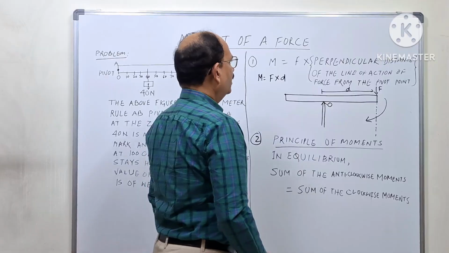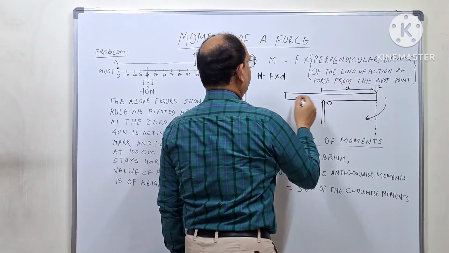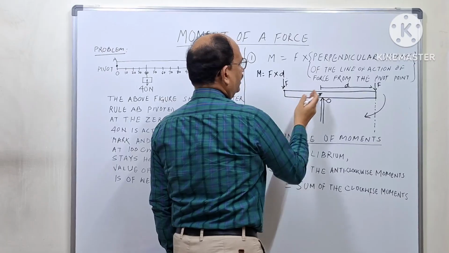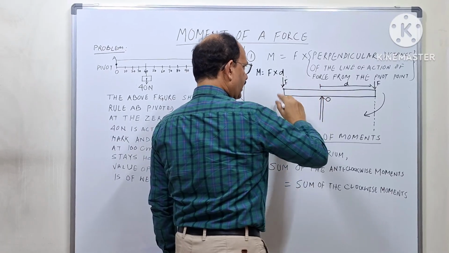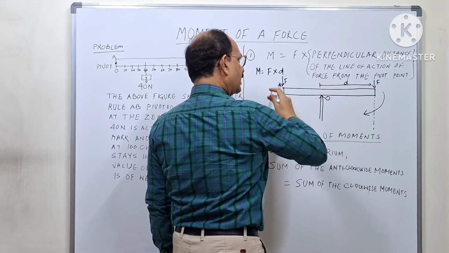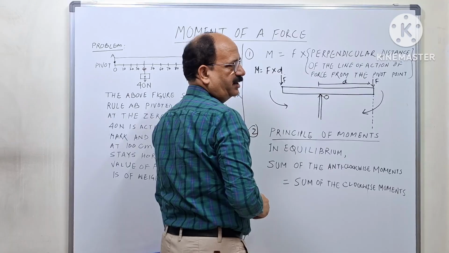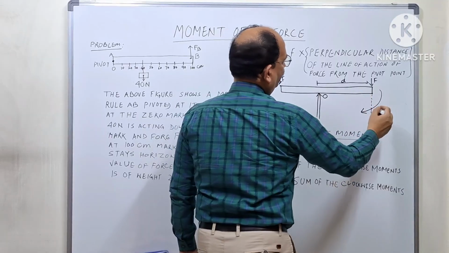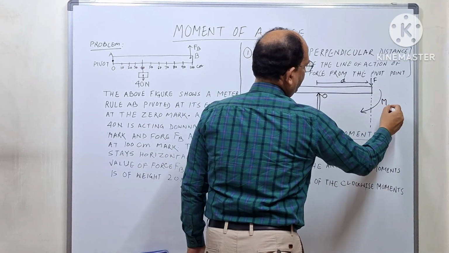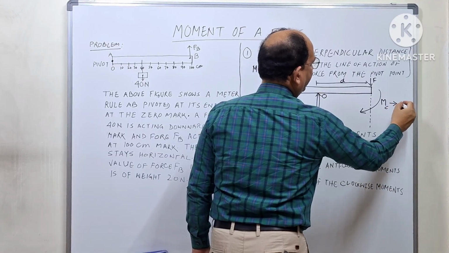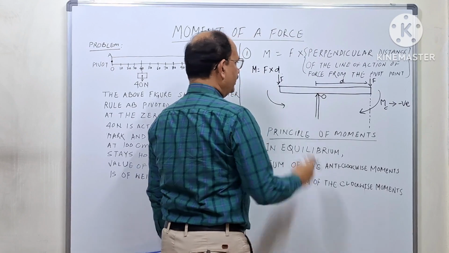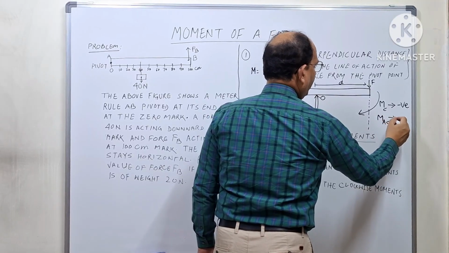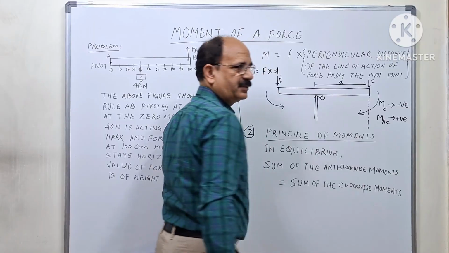Now, instead of applying the force here, if I apply a force here, then what will be the tendency of this rod? To, of course, rotate in this direction, which is against the direction of rotation of clock, or it is called anti-clockwise direction. Now, the moment which is clockwise is conventionally taken as negative, and the moment which is anti-clockwise, that is taken as positive.